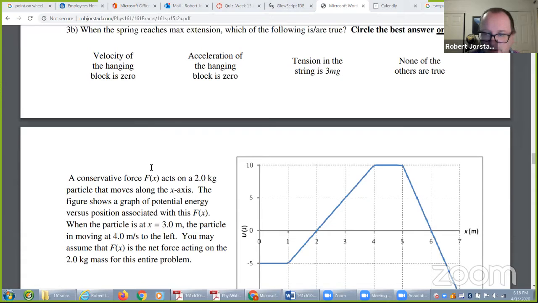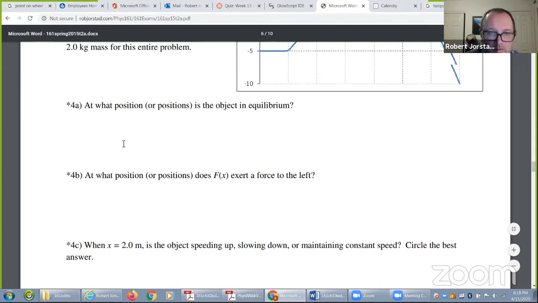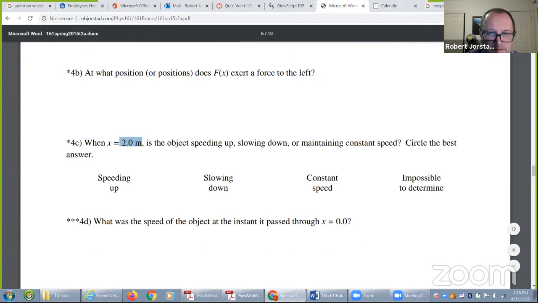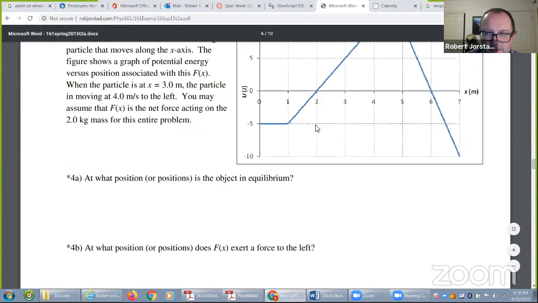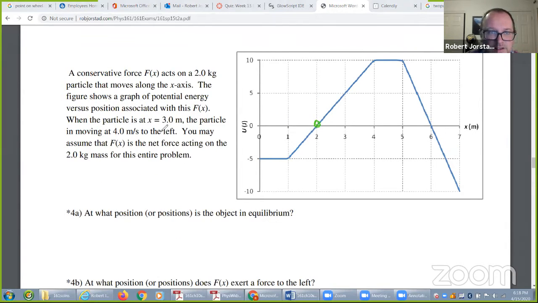Let's keep going down. When it's at 2 meters, this is going to relax. So when I'm at 2 meters right here, let's see, I started at 3 and it's moving to the left. So I started here and it's moving, so it should be speeding up there, right? If it's going downhill, it should be speeding up. So that's it, nothing fancy there.